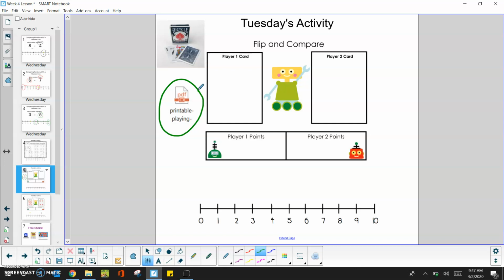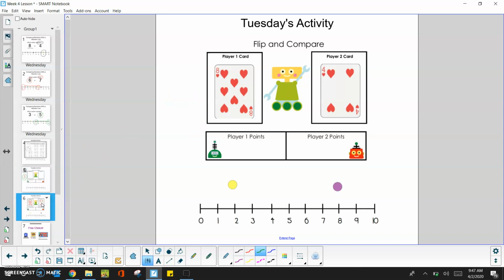So for this activity, you can either work by yourself or work with a partner. And you guys are going to each flip over a card. So this one, player 1 has an 8, player 2 has a 4. And we want to know which player has the greater number. Kind of like when we played War last week. You can always use that number line to help you.